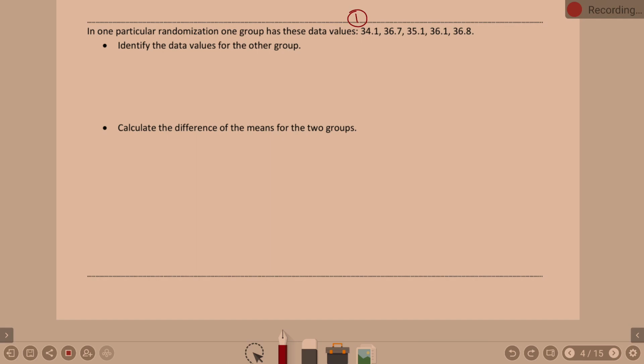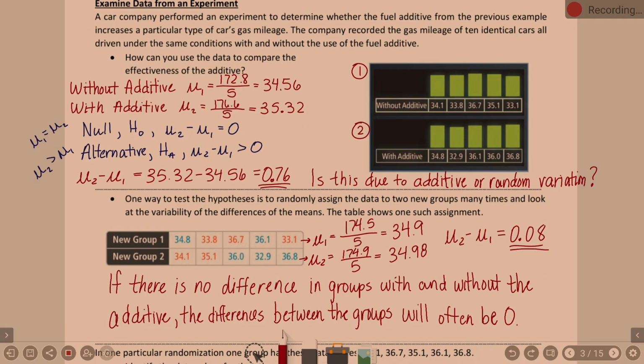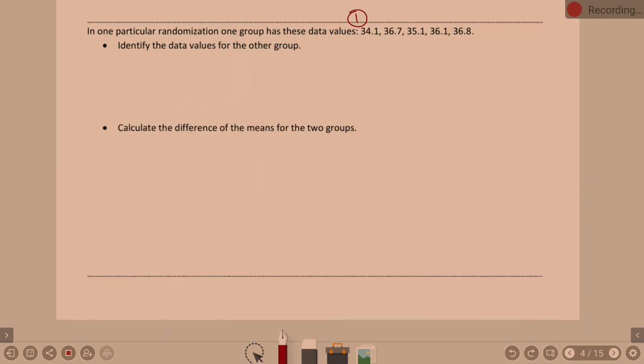Okay, so they've pulled these 5 values already: 34.1, 36.7, 35.1, 36.1, and 36.8. Okay, what are going to be the 5 values left over for the other group? What can you guys tell me? And again, you're going back up to the original 10 values, yes?